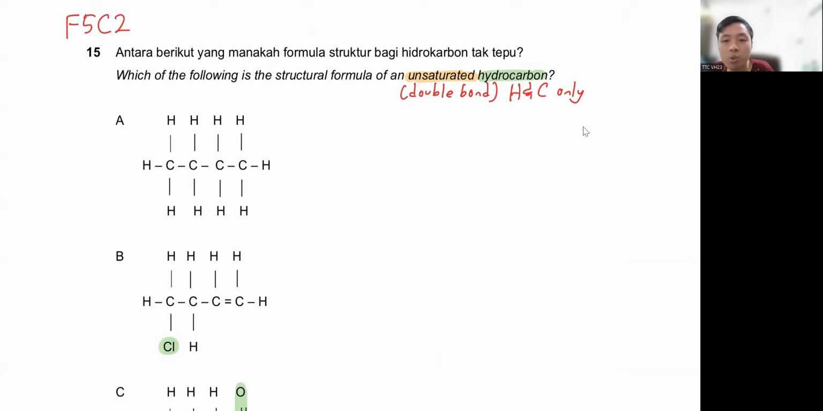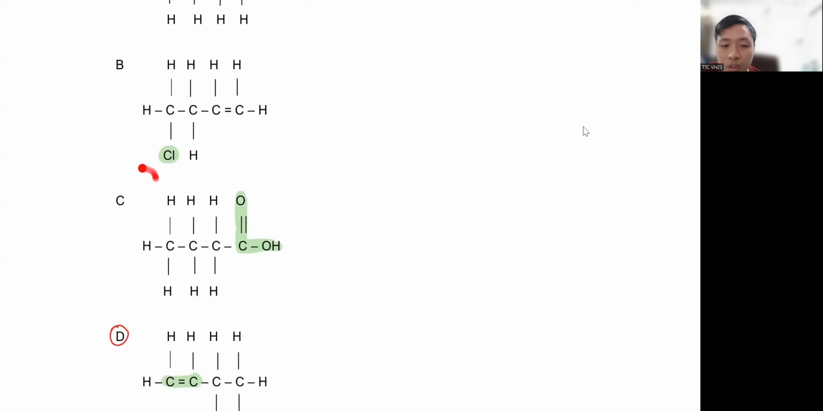Question 15 is Form 1 Chapter 2. Now, remember, saturated is single bond, and unsaturated hydrocarbon has a double bond, or sometimes a triple bond. But normally in our syllabus you learn the double bond only. Yes, we learn about alkyne, the triple bond, but it does not come out so much. And hydrocarbon is H and C only. If it's non-hydrocarbon, then you have other elements like O and N. So that's why C is not accepted.